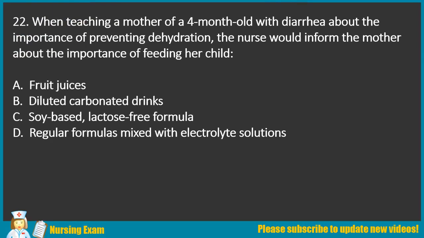Question 22. When teaching a mother of a 4-month-old with diarrhea about the importance of preventing dehydration, the nurse would inform the mother about the importance of feeding her child. A. Fruit juices. B. Diluted carbonated drinks. C. Soy-based, lactose-free formula. D. Regular formulas mixed with electrolyte solutions.